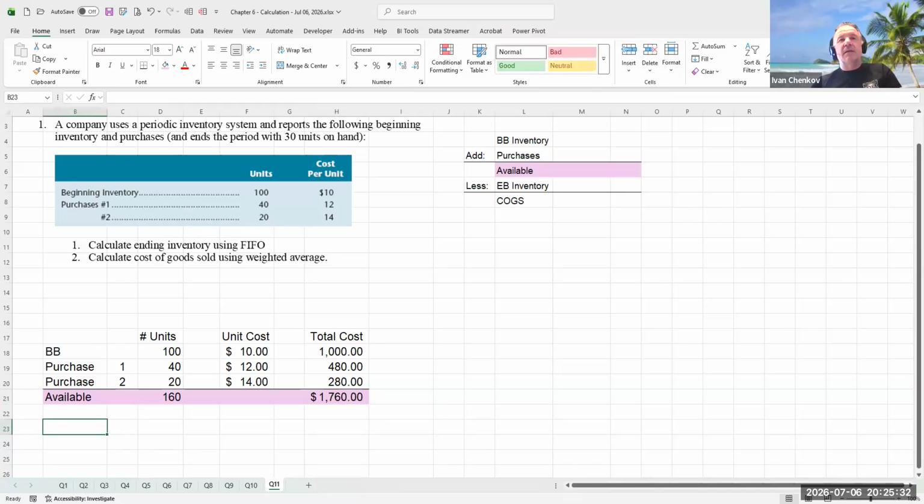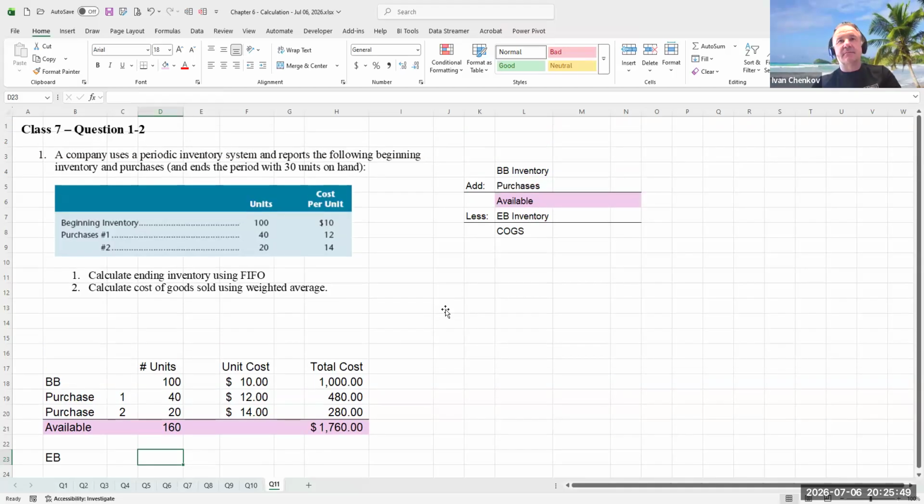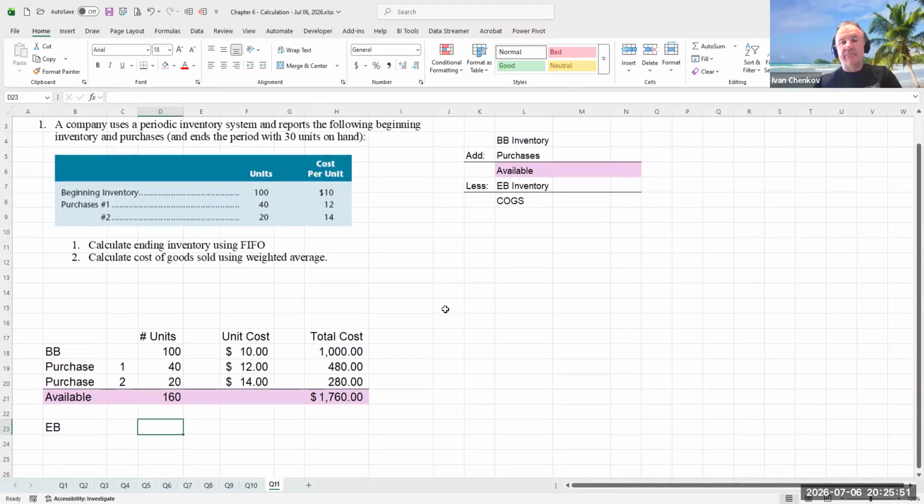What is our ending inventory? How much left? How many units left? Can you guys see it? 30 units. We don't know the cost, right? So that's why we need either of those methods, first in, first out or weighted average.